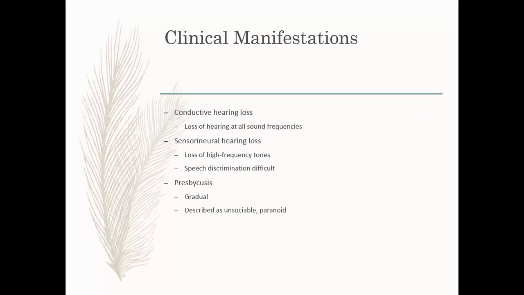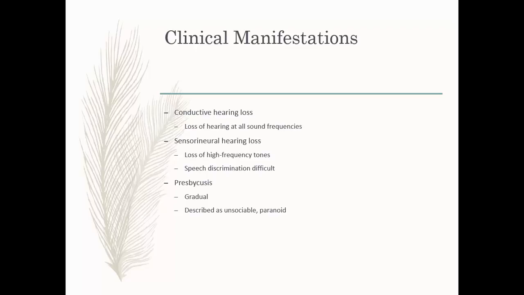Looking at the clinical manifestations in conductive hearing loss, loss of hearing at all sound frequencies occurs. Speech discrimination is good. They will benefit from an amplification or hearing aid. In your sensory neural hearing loss, they have loss of high frequency tones. This loss makes speech discrimination difficult, especially in noisy environments. Hearing aids are not beneficial because they amplify both speech and background noise.